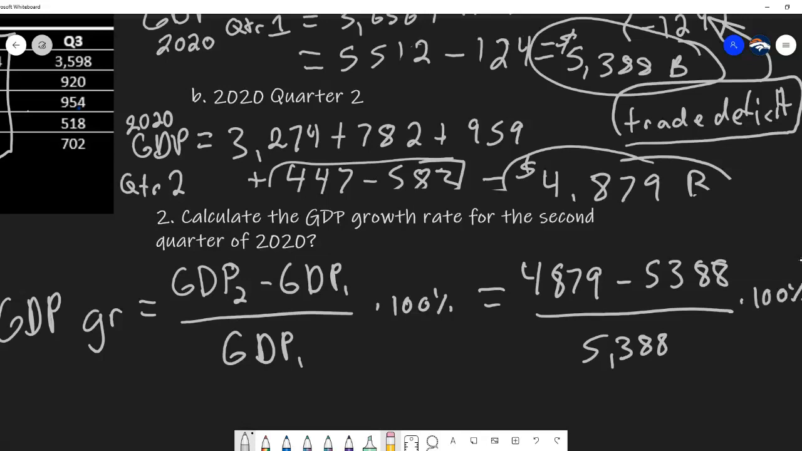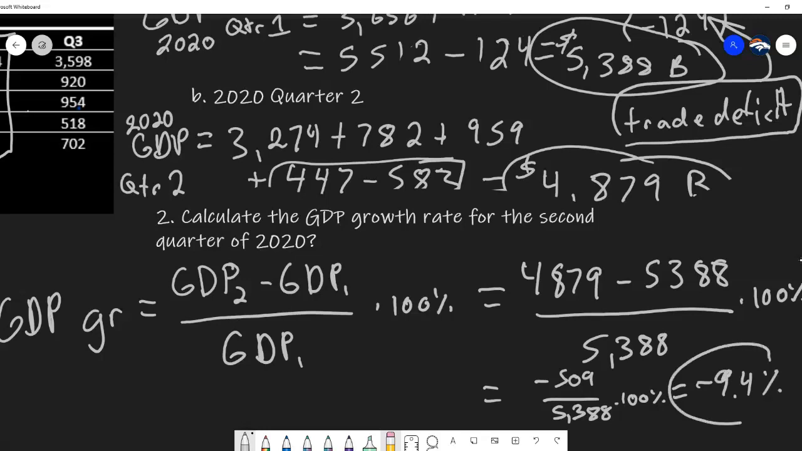And you would have, in this particular example, do my math real quickly, I got a 509, and I ended up with, if you do that math, a negative 9 point, roughly 4%. So negative 9.4%. That's our growth rate. In other words, the economy contracted by 9.4%, almost 10% decline in growth from quarter 1 to quarter 2.